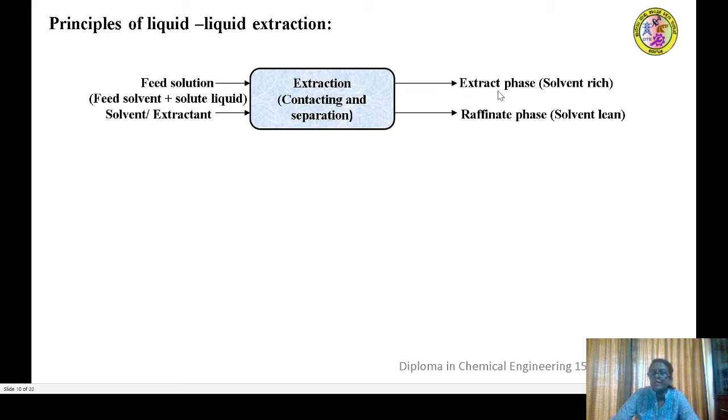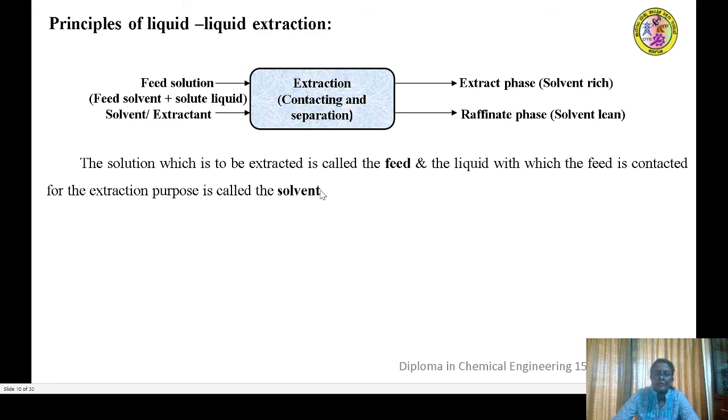So that liquid phase in which solvent is rich, which contains almost all the solvent that is entering the operation, is called extract phase. The other phase, the feed solution from which the solute liquid has been removed, is lean in the extraction solvent. That phase coming out is called raffinate phase. It is a solvent-lean phase, mostly containing the feed solvent or the original solvent. So this is how the extraction operation is usually carried out.